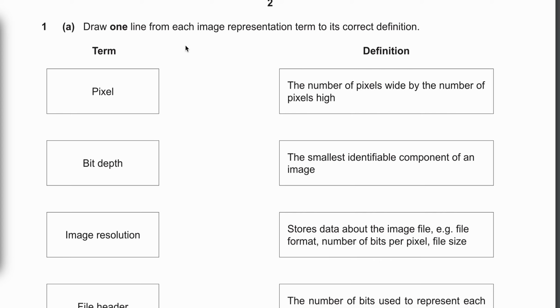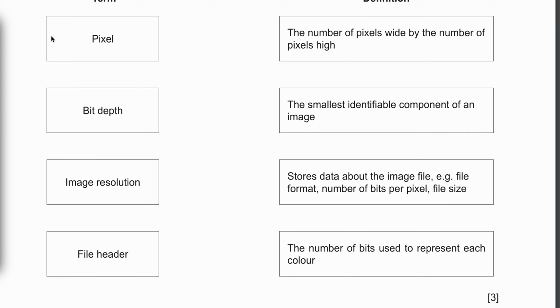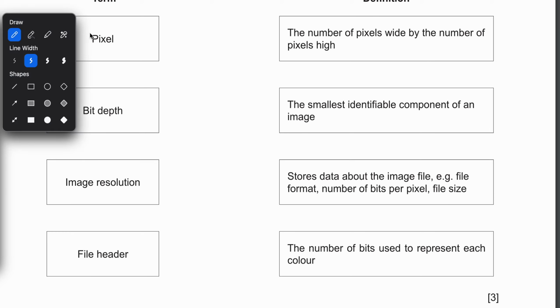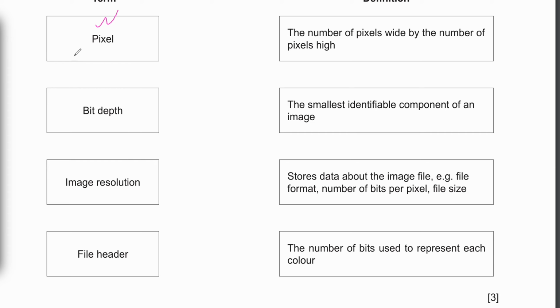Draw a line for each image representation term to its correct definition. So the first one that we have is a pixel, and by definition, when we're talking about a pixel, we're just talking about the smallest unit of a bitmap image.